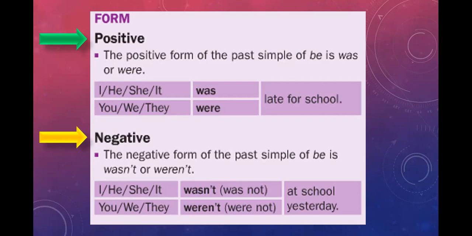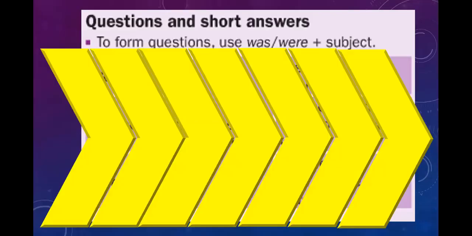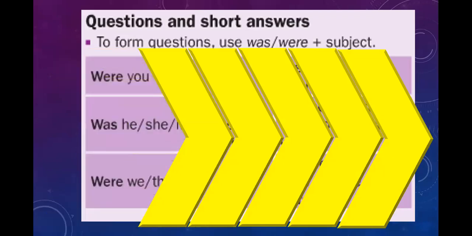For the questions and the short answers, okay? We're going to form these questions by using was and were plus the subject, okay? For example, we have up here, were you, and then after that you continue with the complement. Was he, was she, was it, and we continue with the complement. Were we, were they, and we continue with the complement. Okay, so check these complements out.